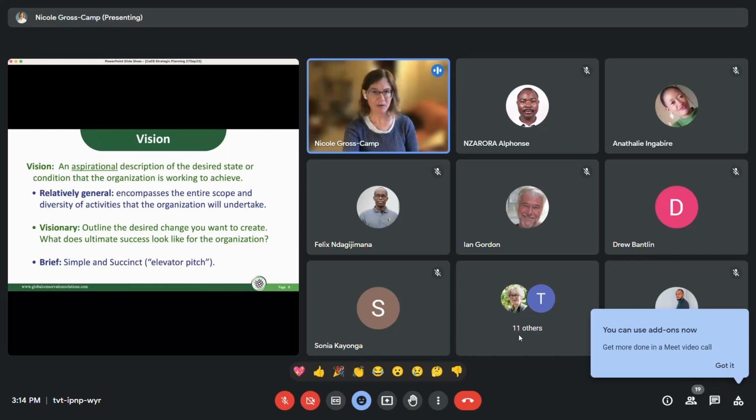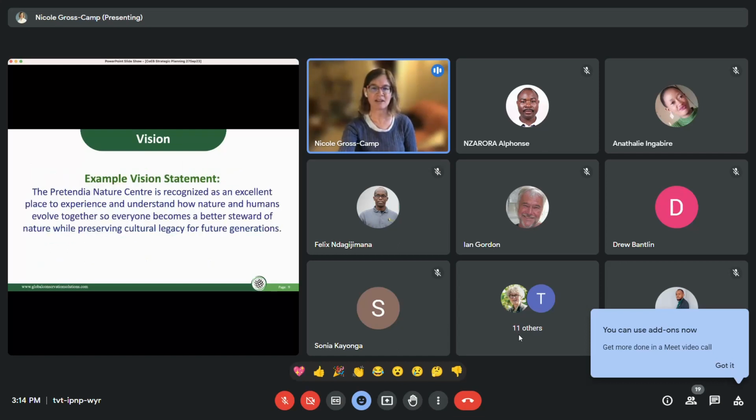I'm going to use an example in this presentation. This is from a real strategic plan, although I did change the name of the Nature Center to Pretendia, out of respect for the organization we work with. In this example, Pretendia Nature Center is recognized as an excellent place to experience and understand how nature and humans evolve together, so everyone becomes a better steward of nature while preserving cultural legacy for future generations. So this is really aspirational, right? It's something the organization is moving towards. This is what they hope to achieve if possible.